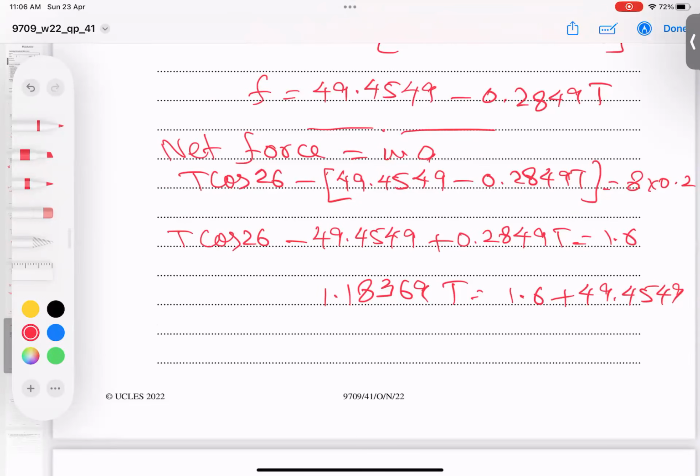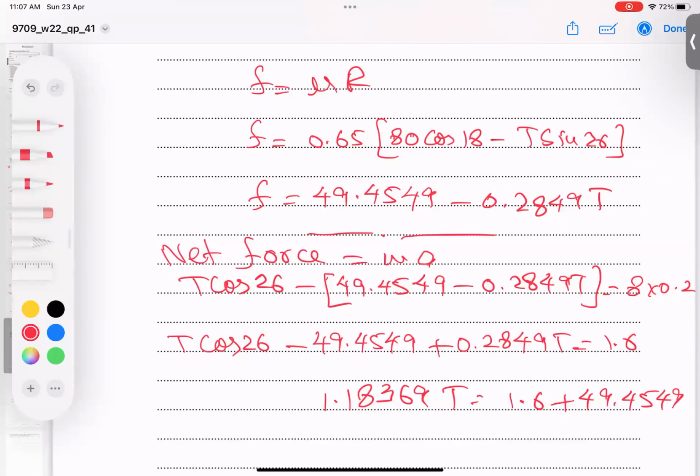Now it's just a matter of typing in the calculator. 1.6 plus 49.4549, and I'm getting the answer directly, and I hope the tension is very clear. Wait a minute, F is the same here, mg. Some error is there. I'll check where the mistake is.